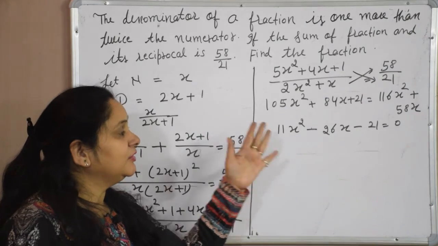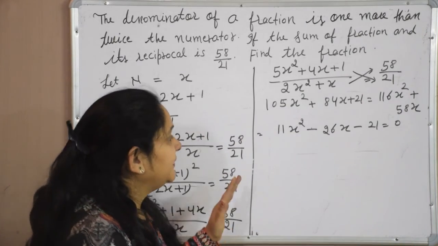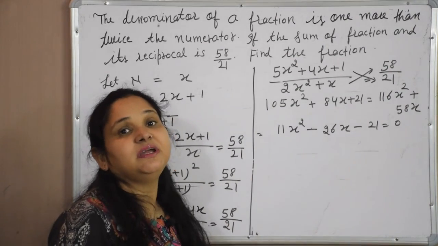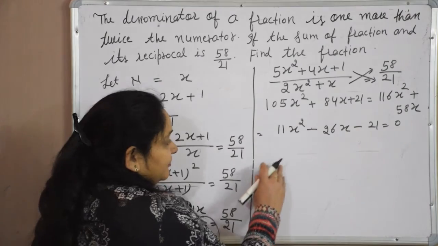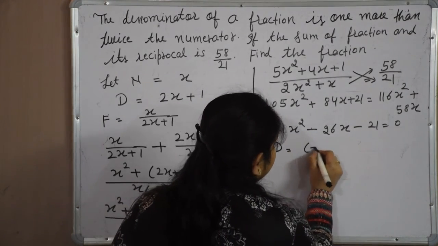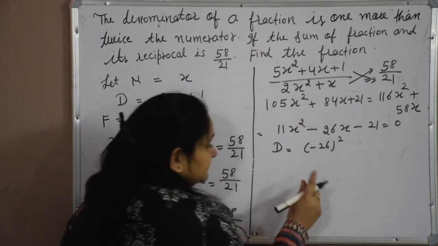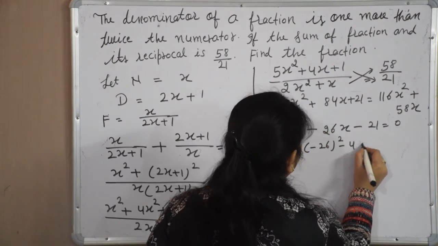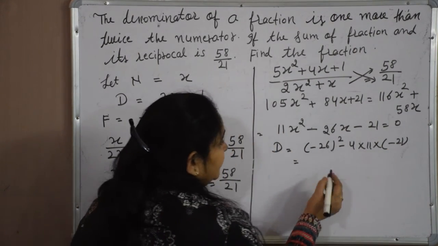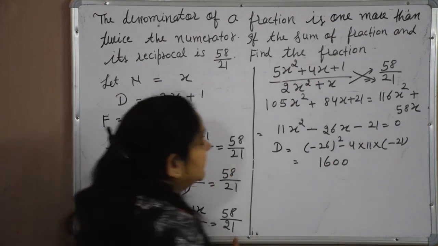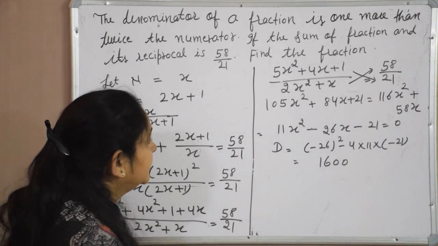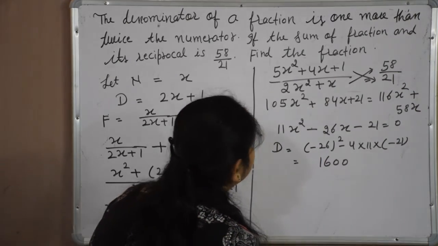Now we can solve it by all methods, but here I prefer the quadratic formula because the numbers are greater and it will take so much time when you factorize it. So I am preferring the quadratic formula here. For that we will find D first, that is b square minus 4ac. After solving it, we are getting 1600. So our D is equal to 1600. You can solve it very easily, no problem in that. You have done so many questions.